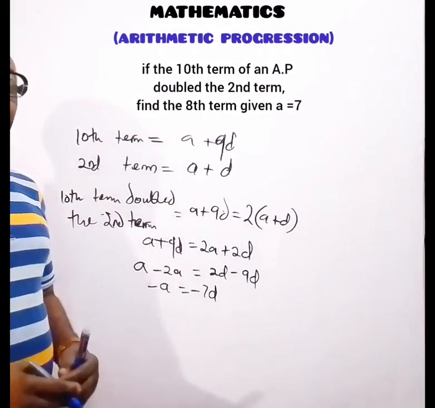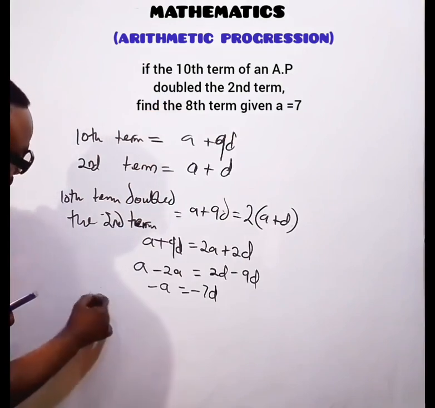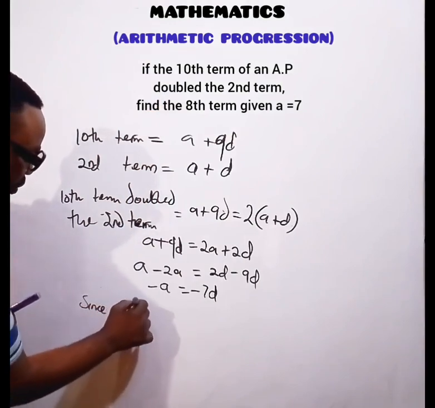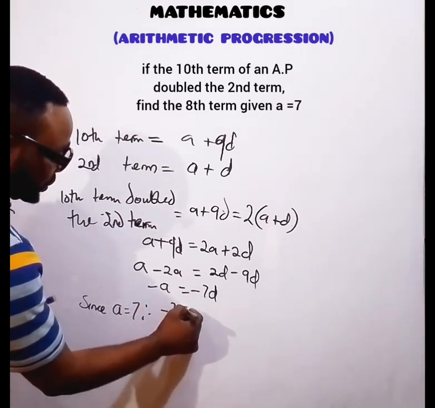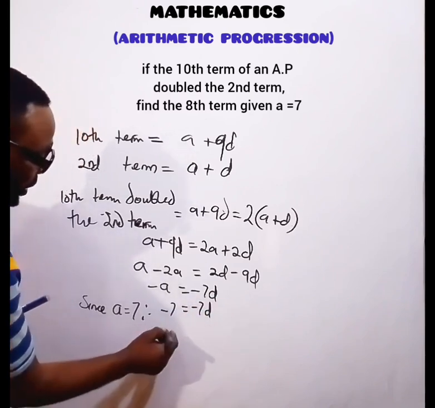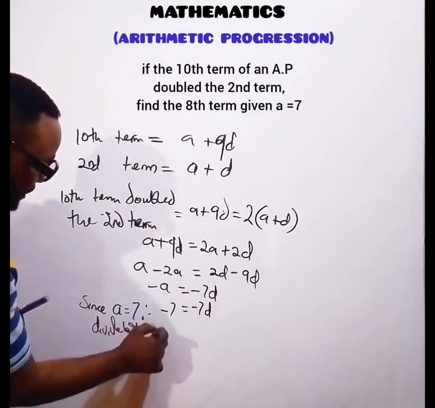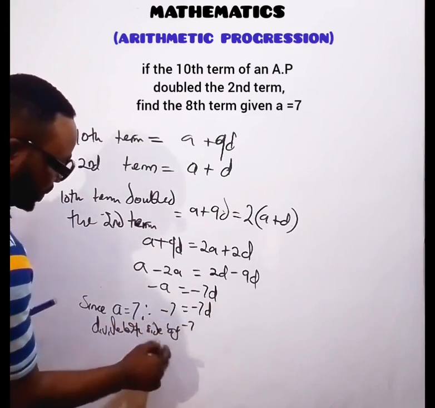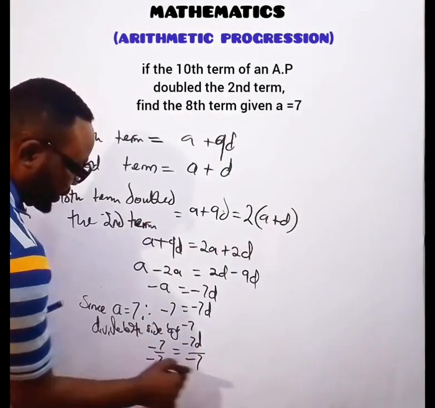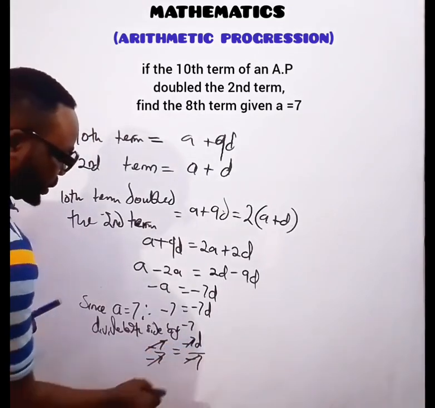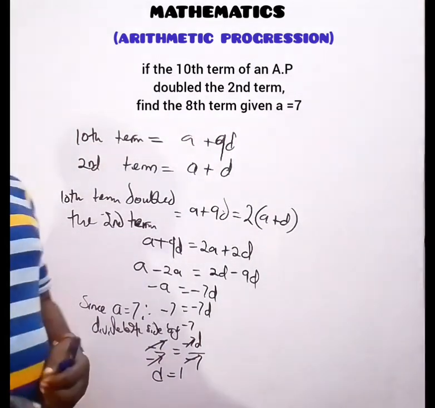And initially, the value of our a has been given to us to be equal to 7. So since a is equal to 7, this expression will now turn into minus 7 is equal to minus 7d. We can now divide both sides by minus 7, having minus 7 over minus 7 equal to minus 7d over minus 7. This one cancels this one out, this one cancels this one out. We have d will be equal to 1. That is the value of our common difference now.